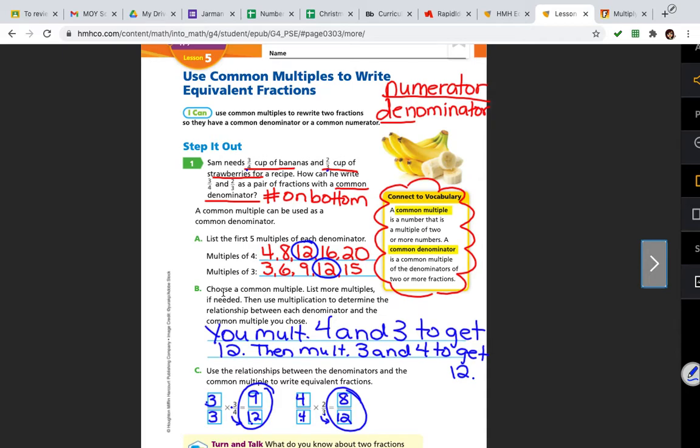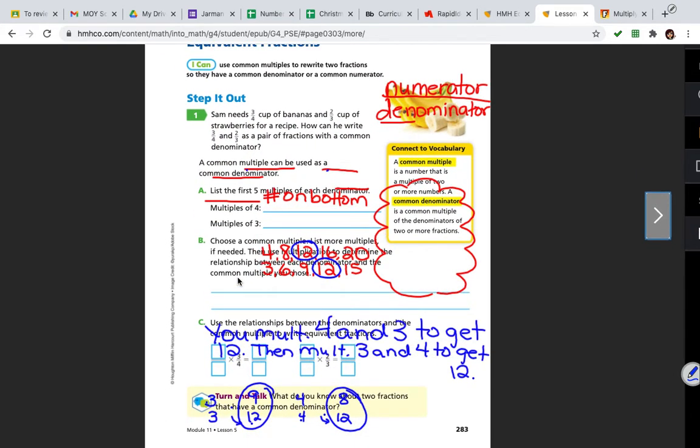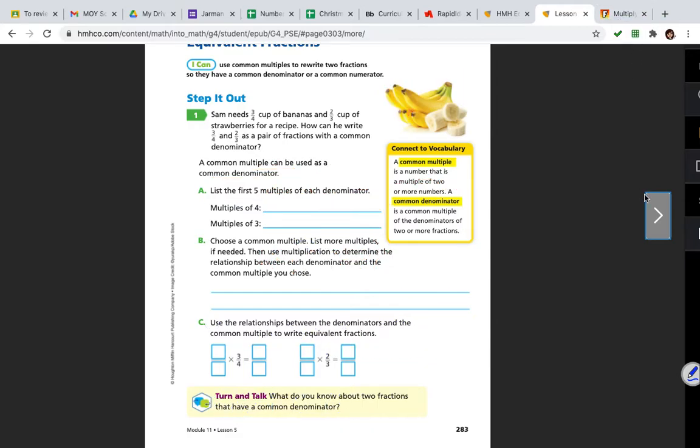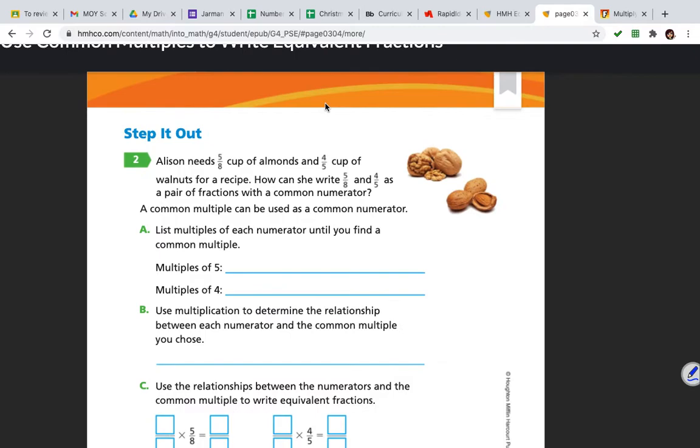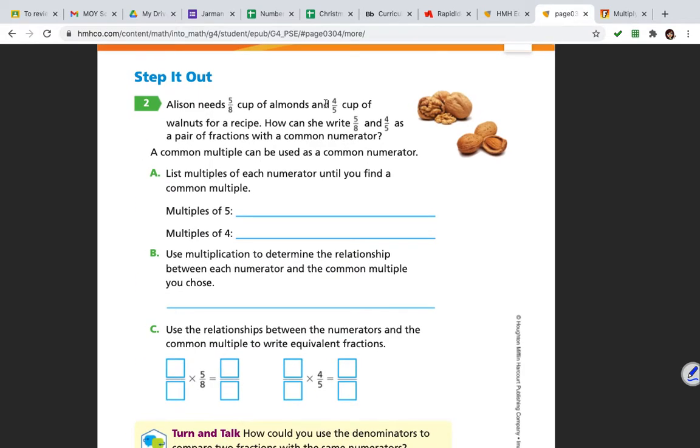On the next page, sorry, we're not finished. Allison needs 5/8 cups of almonds and 4/5 cups of walnuts for a recipe. How can she write 5/8 and 4/5 as a pair of fractions with a common numerator?